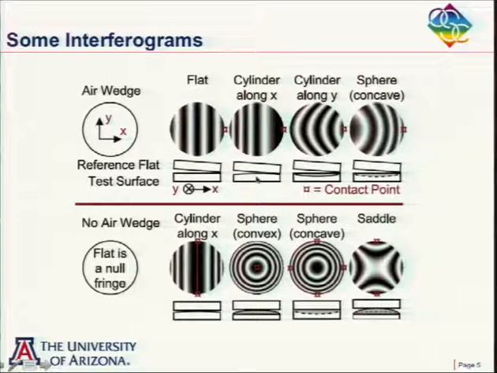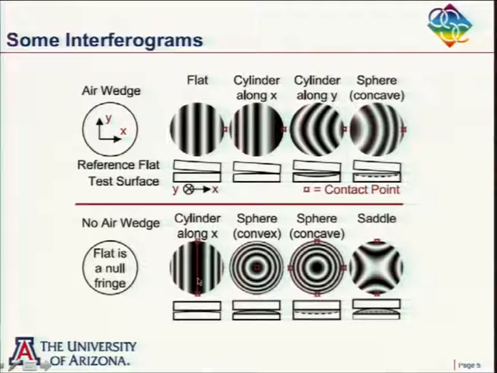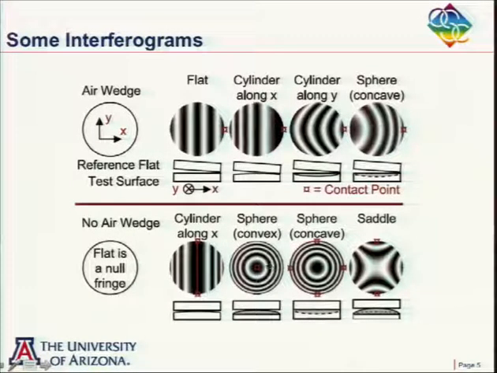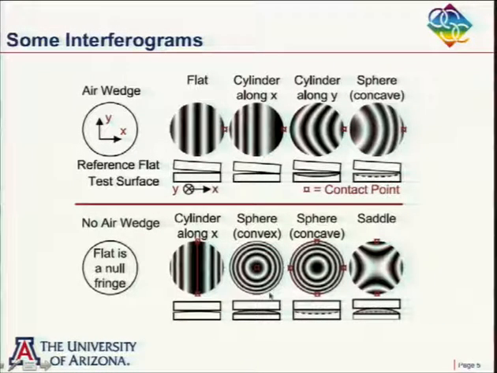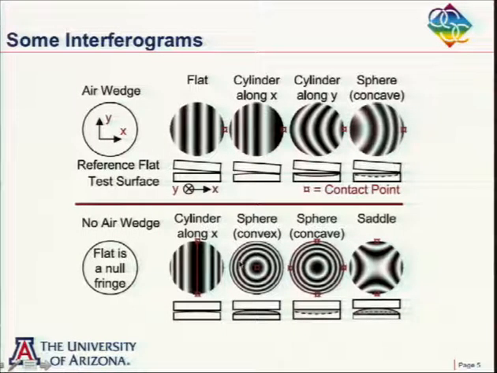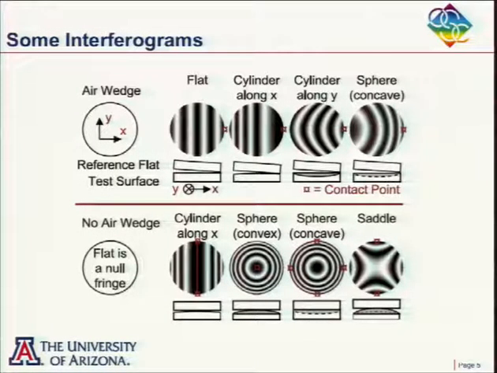And then just showing the cylinder, as I said, here we had a cylinder with tilt. Here we have a cylinder without tilt. Sphere, whether it's convex or concave, the fringes are going to look the same. Oh, how in the world could I tell which one is convex and which one is concave? If you had an exam question on that, what would your answer be?